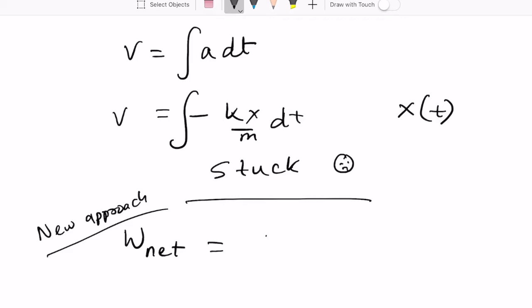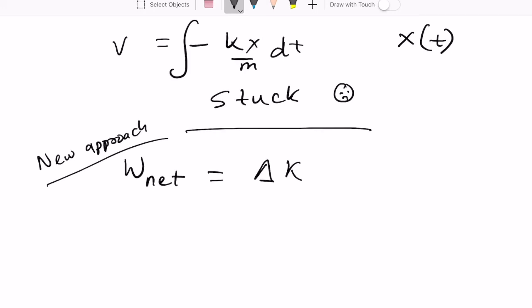The net work done by all forces is equal to the change of kinetic energy. So what is the change of kinetic energy? Let's work that out first. The change of kinetic energy would be the final kinetic energy, which is half mv squared, minus the initial kinetic energy, which is 0. So we are done with the right-hand side.